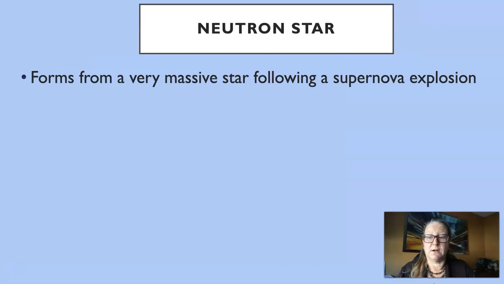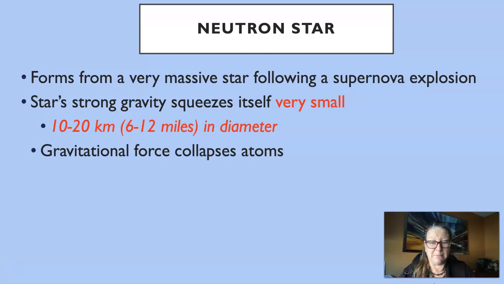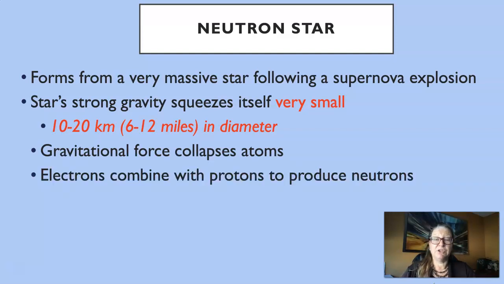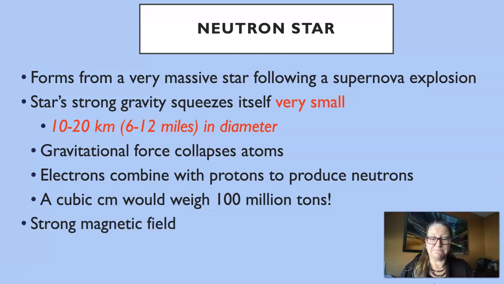So what's a neutron star? As I mentioned, it forms from a supernova explosion, and this is a star that's squeezed itself very, very small because it's so massive. Only 6 to 12 miles in diameter. However, it is incredibly dense. The atoms have been changed. The electrons have been forced to combine with the protons to make neutrons. So this star is only made of neutrons. If we could take a cubic centimeter, which is about the size of a die that you would play a game with, it would weigh 100 million tons. And the gravitational attraction would be very dangerous on Earth if we had a piece of it.